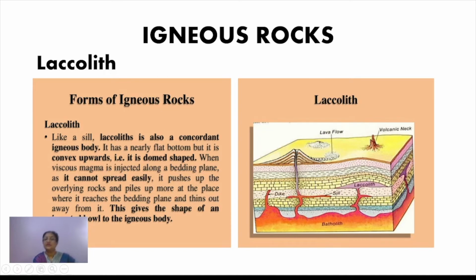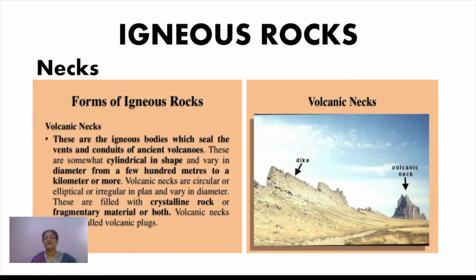You can see a dome-like structure is there. Especially, you'll find the upper part has a convex shape and the base is always flat, so that is called a laccolith, right? This gives the shape of an inverted bowl to the igneous body. This is laccolith. Now comes the neck and dike.